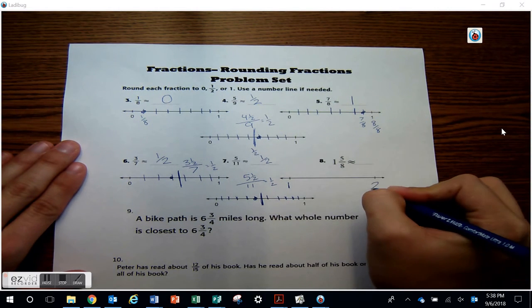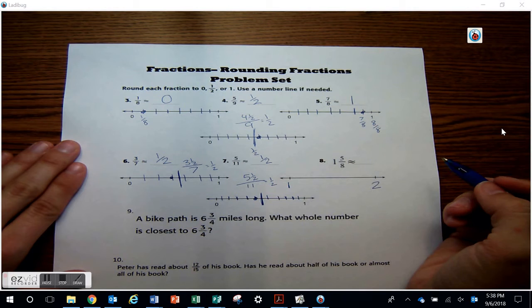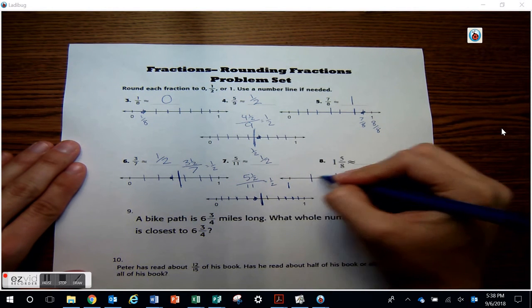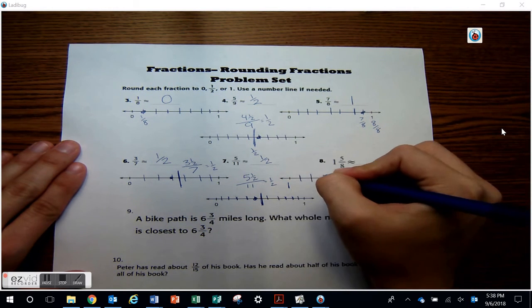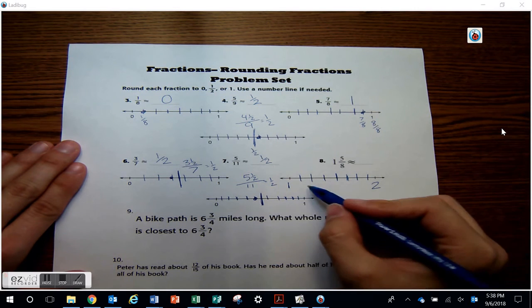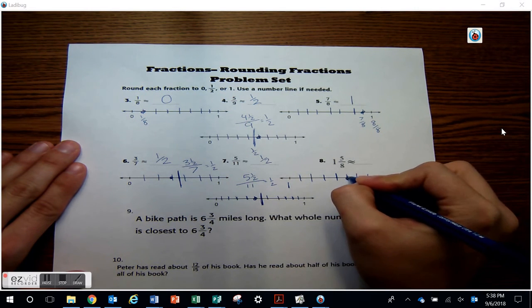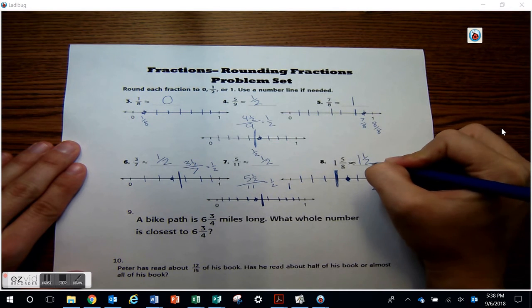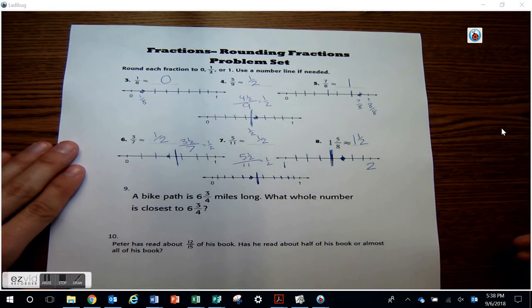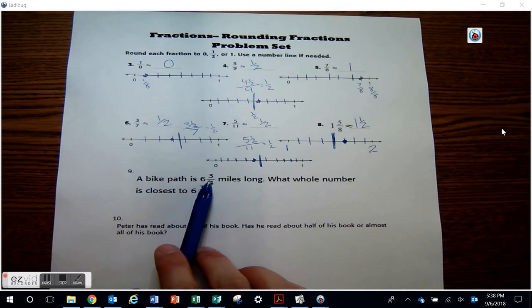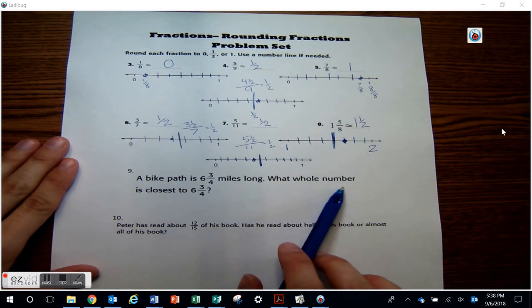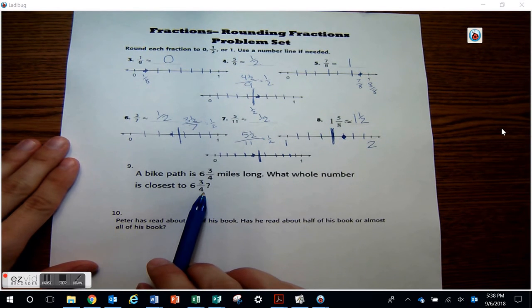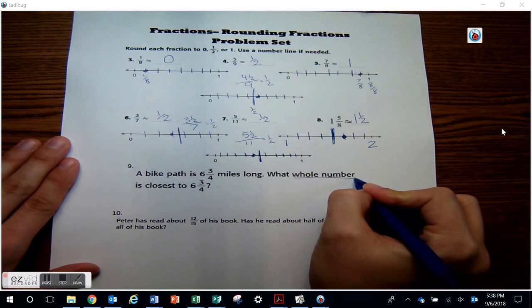5/11, half of 11 is 5.5. So that's really close, so I know it's going to round to 1/2, but we're going to go ahead and do the work. 1, 2, 3, 4, 5, 6, 7, 8, 9, 10, 11. And we go 1, 2, 3, 4, 5, and my half is right here, so I see that it's closest to that half.